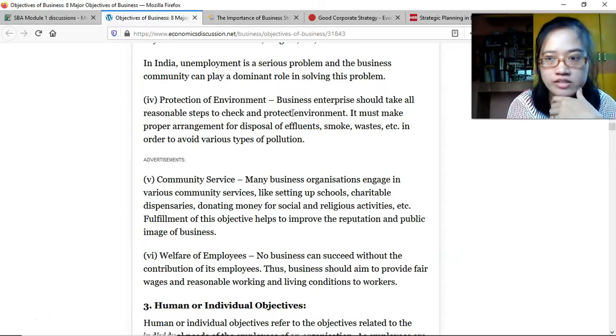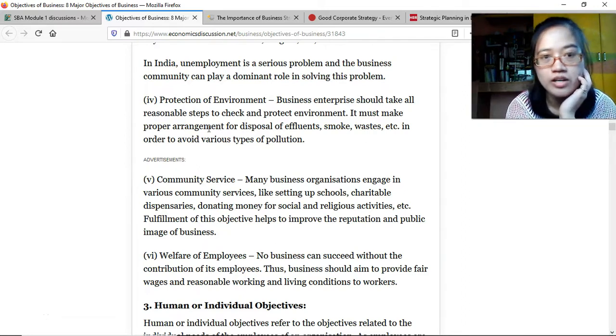Protection of environment. So, environment conscious na rin ng mga customer these days. So, they want to ensure na yung mga companies, they are handling their waste properly. Hindi yung tinatapon na lang basta-basta kung saan-saan. Okay? Business enterprise should take all the reasonable steps to check and protect environment. It must make proper arrangement for disposal of effluent, smoke, waste, etc. Mga factories, mga hospitals, or those in the medical, yung mga gumagamit ng chemicals, in order to avoid various types of pollution.